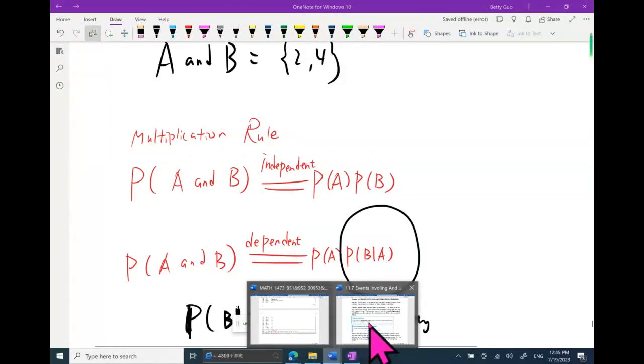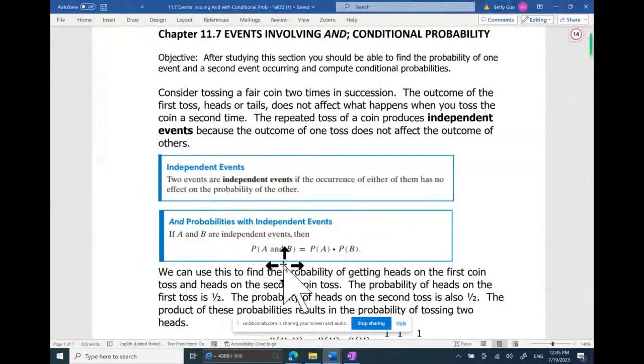Now, what is independent? Two events A and B are independent if one of the events occurring does not affect the probability of the other event occurring. So the formal definition is here. Two events are independent events if the occurrence of either of them has no effect on the probability of the other. So they do not affect each other. Occurrence chance-wise, they do not affect each other. If two events are not independent, then we say they are dependent.